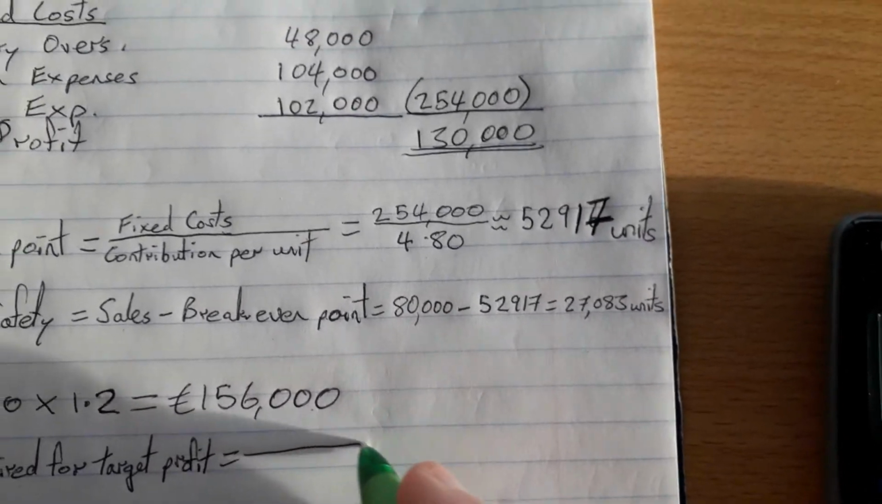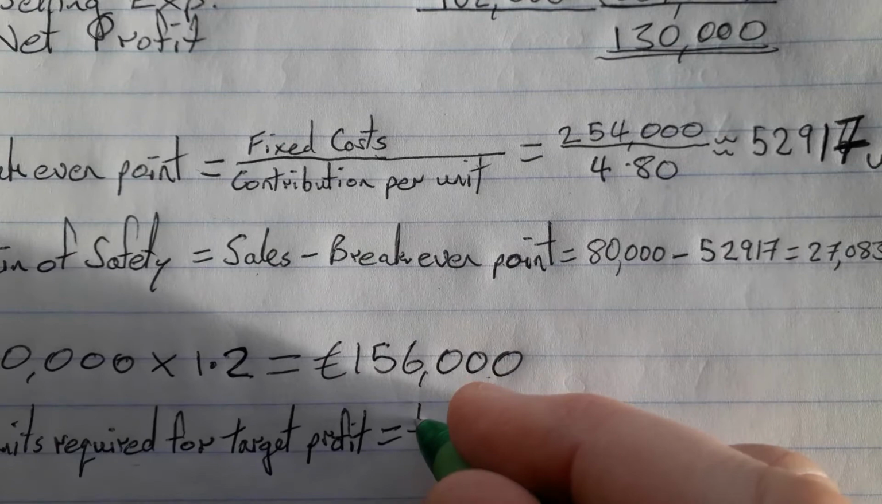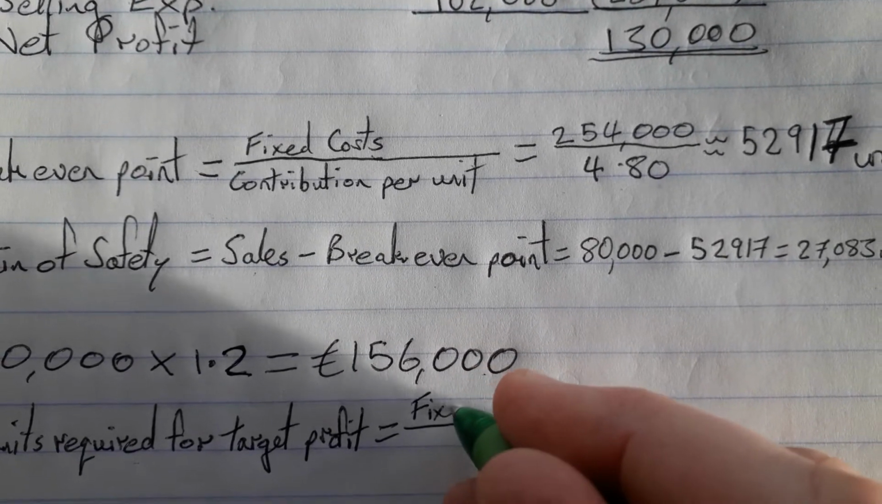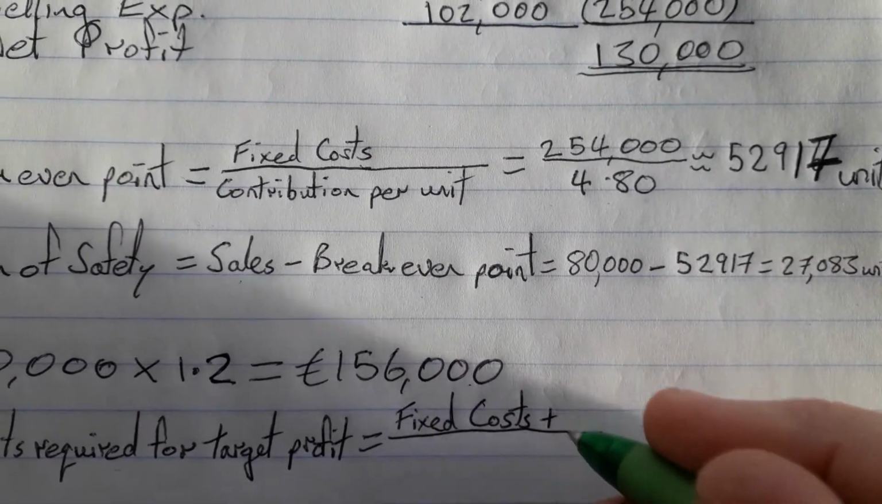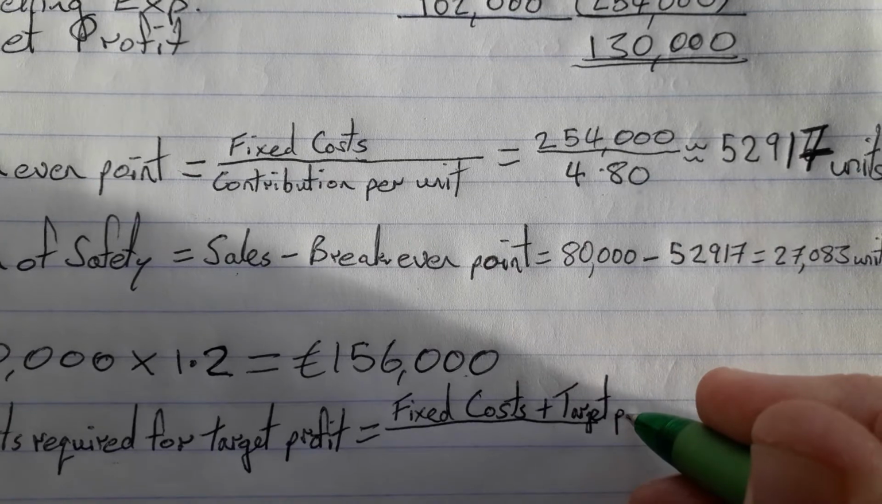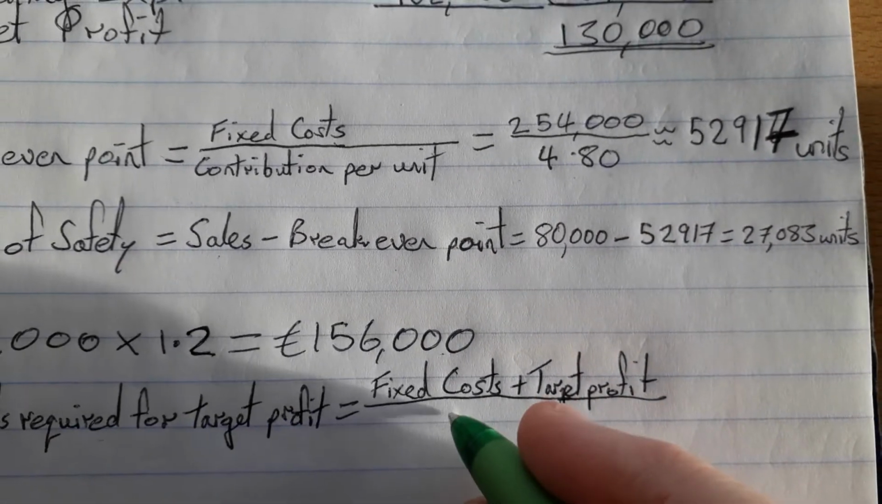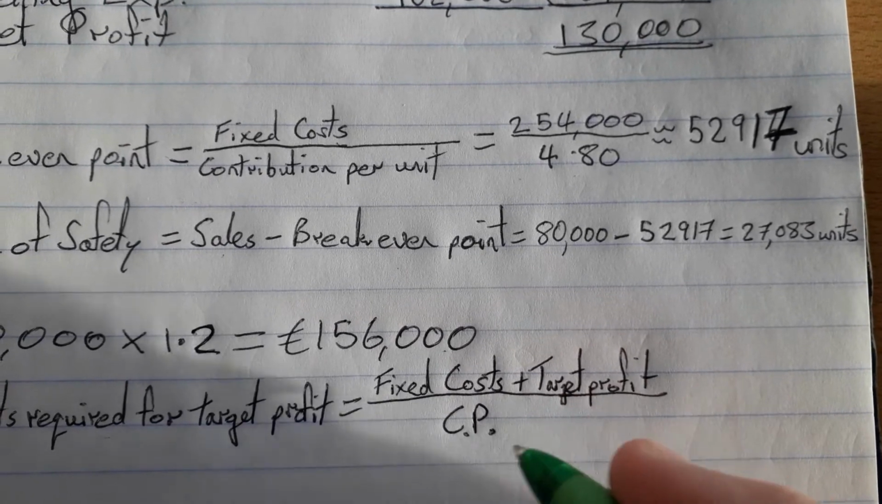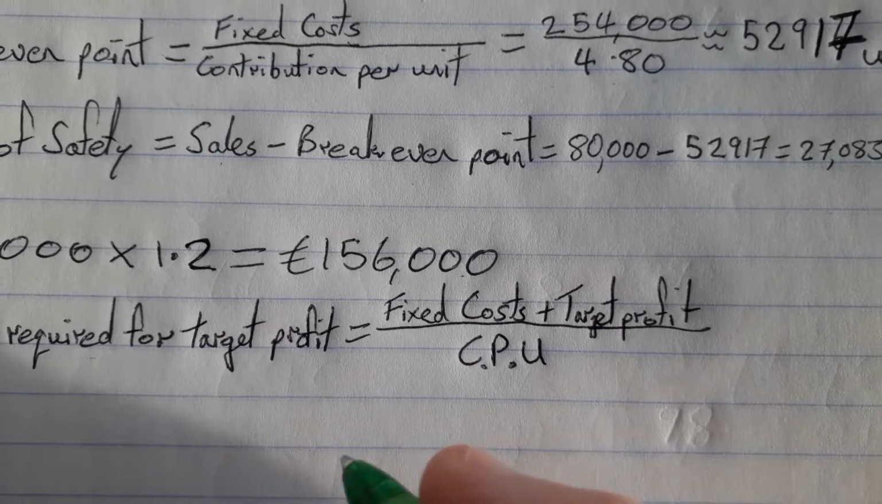And the formula is quite straightforward. It's very similar to our break-even point in that it's fixed costs plus your target profit divided by contribution per unit again. I'm going to just shorten it down to CPU. So fixed cost plus target profit divided by CPU.